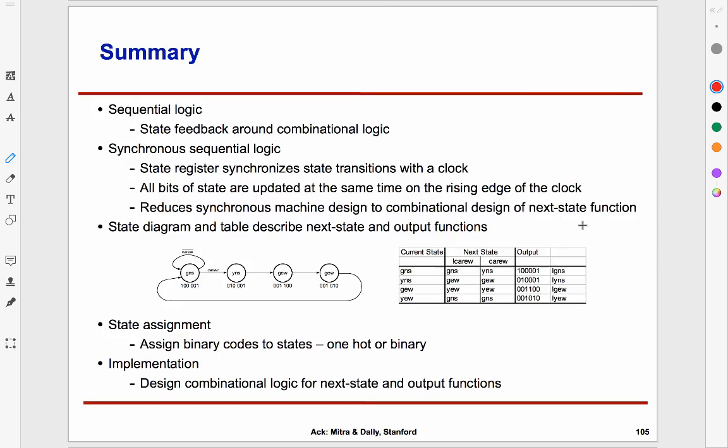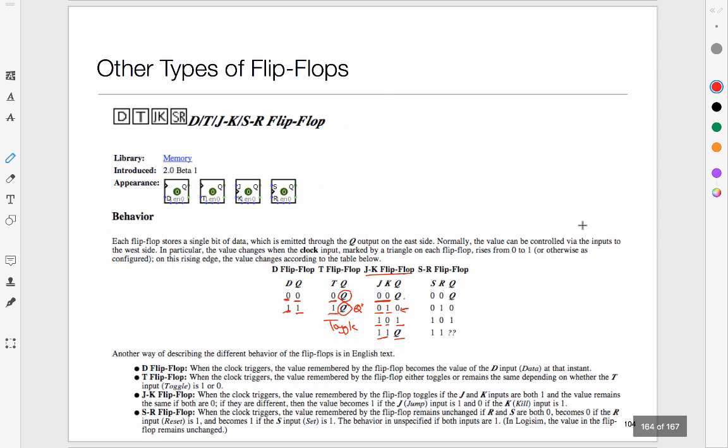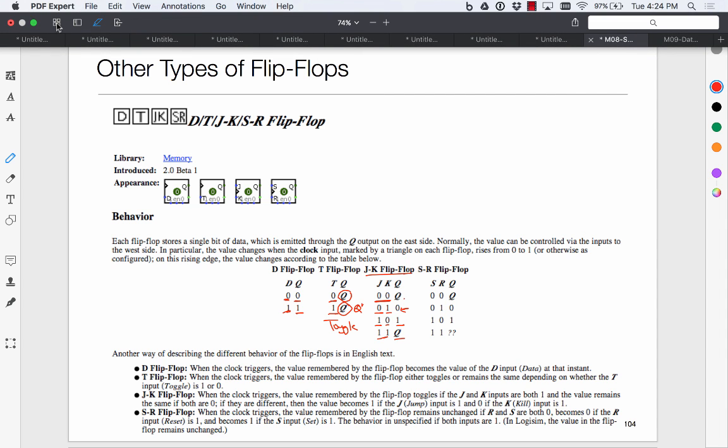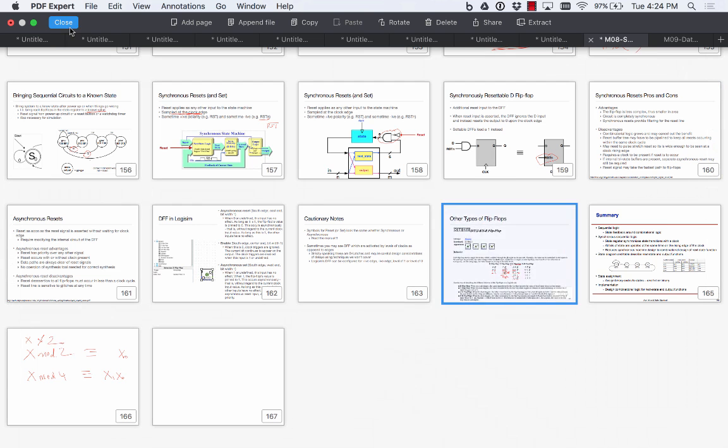Before I close this module, one other thing I wanted to cover is that there are a whole bunch of other types of flip-flops that are encountered. I just wanted to show that there is nothing magical about them. They are all derivatives of the D flip-flop. So let's do that briefly.